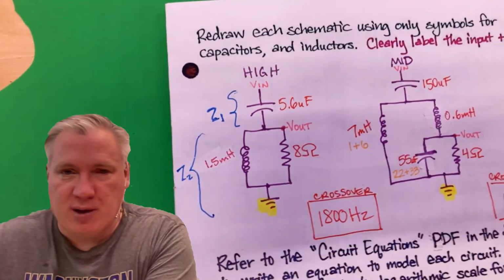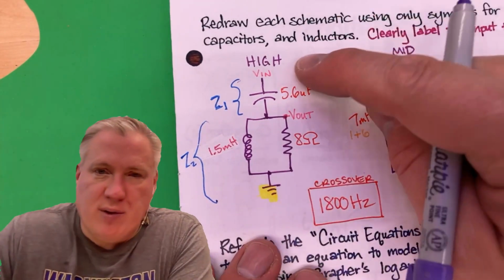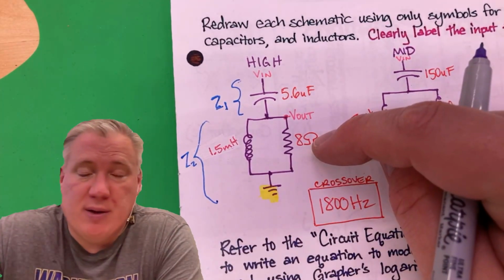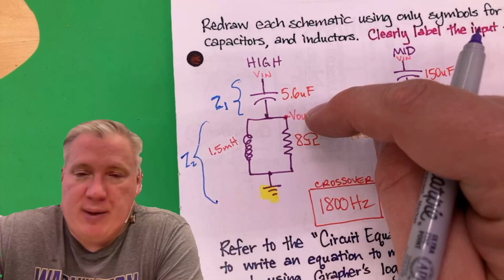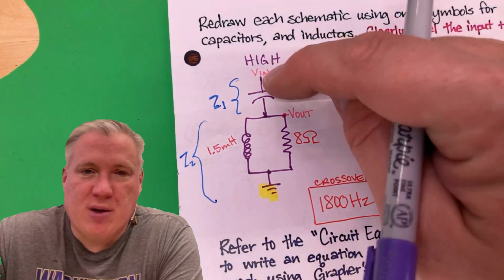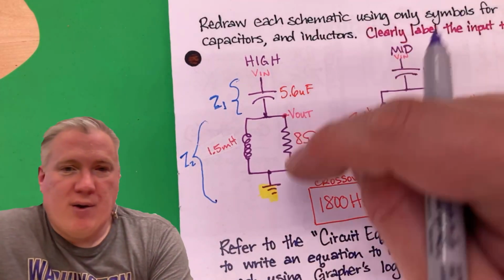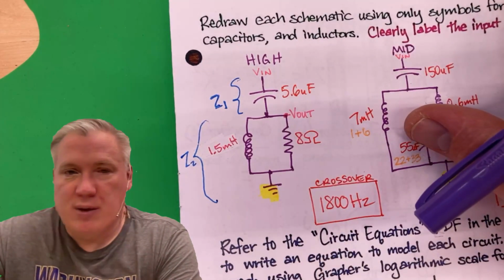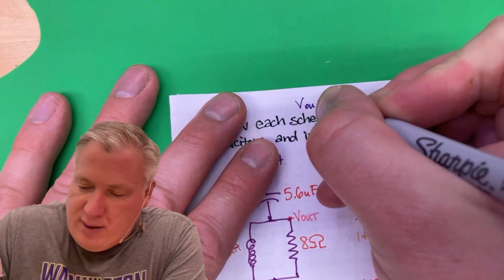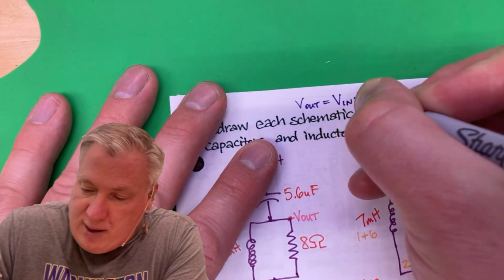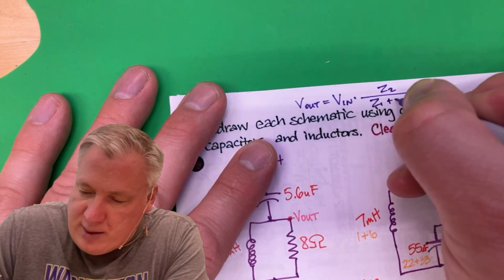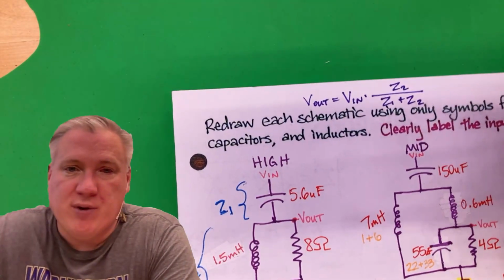So let's focus here on the high. So here's where the signal comes in, and the signal comes out where the speaker is. This is the speaker. So there's my in, there's my out. Well, this is a voltage divider, and the part between my in and out is called Z1, and the part between my out and ground is called my Z2. And the equation for a voltage divider is always V out equals V in times Z2 over Z1 plus Z2.